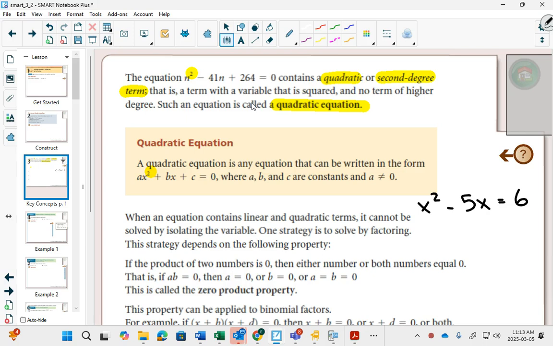So it takes a while, right? Guessing and checking might take a while. 6 works: 36 minus 30, see that it would be 6? Negative 1 works. Negative 1 squared is positive 1. Negative 5 times negative 1 is positive 5. 1 plus 5 would be 6. Now, we're going to learn that guessing and checking is not so easy.